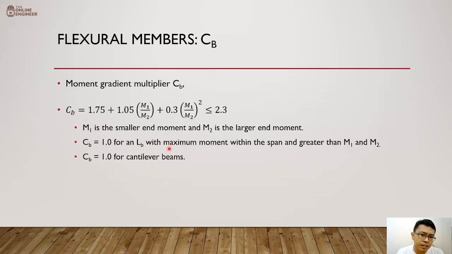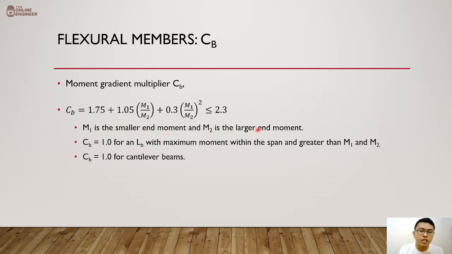Now you're probably wondering, what about that CB? Well, CB is a moment gradient multiplier. The code specifies the use of this formula to determine CB. So its formula is 1.75 plus 1.05 M1 over M2 plus 0.3 (M1 over M2) squared, less than or equal to 2.3. What is M1 and what is M2? Well, M1 is the smaller end moment and M2 is the larger end moment. So it depends on your beam and what are the end moments for your specific LB.